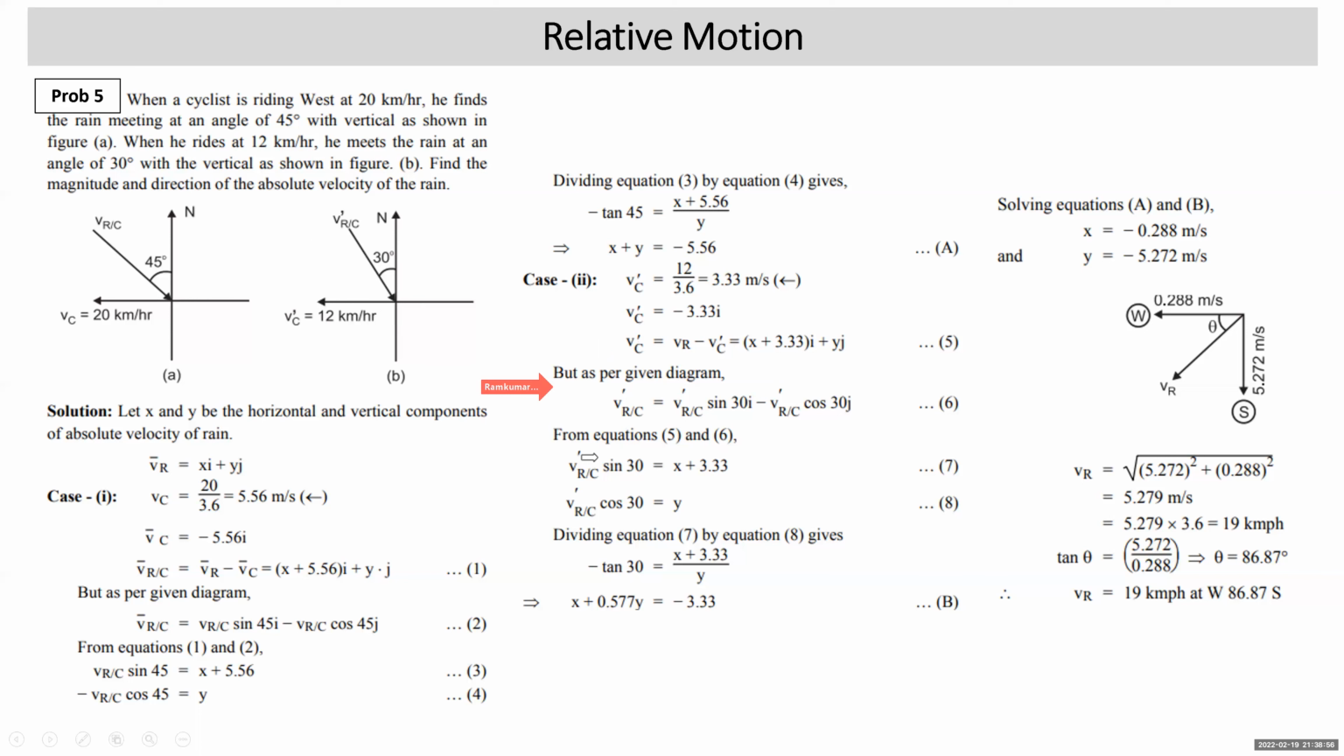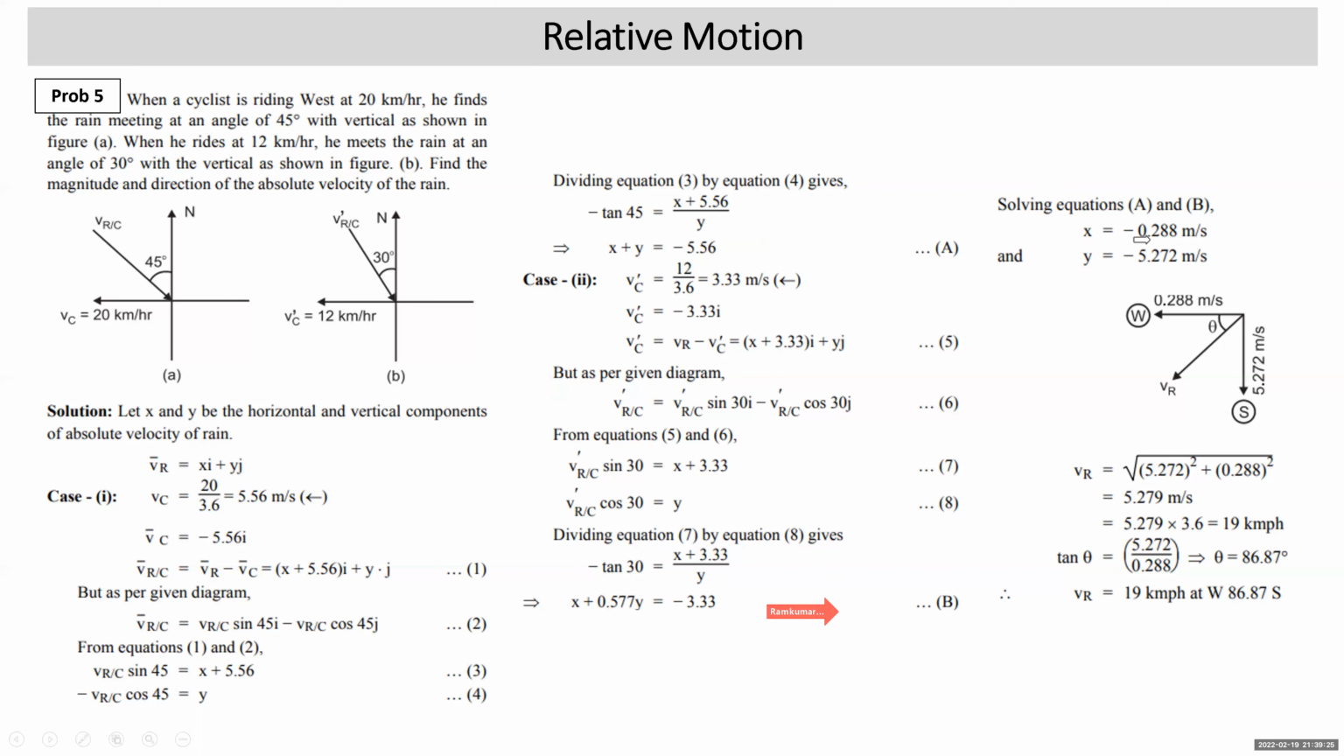Equate these two equations, 5 and 6. You get VRC dash sin 30 is equal to x plus 3.33, and VRC dash cos 30 is y. Again, you can divide, so VRC dash will get cancelled. Minus tan 30 is equal to (x plus 3.33) upon y. So it comes out to x plus 0.57 y is equal to minus 3.33. Now we have got two equations in terms of x and y. This is equation number A, this is equation number B. Solving A and B, you get the value of x and y.